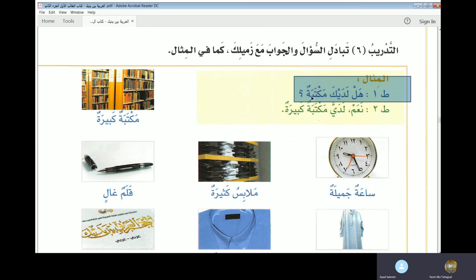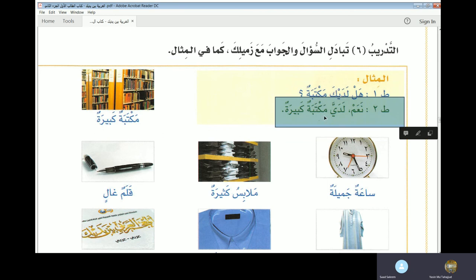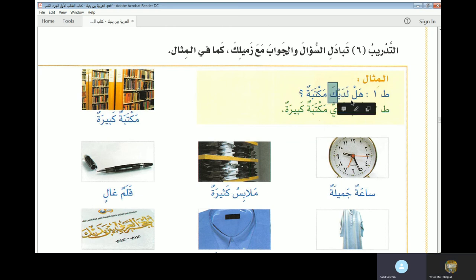Okay. Ladayka maktabatun. Now, ladayna maktabatun. Ladayya. Okay. Now, ladayya maktabatun kabiratun. What is the meaning of this example? Do you have a library? And yes, I have a big library. Correct. Okay, now tell me, he has would be how? Ladayhu. He has, ladayhu. Don't say hal, just say ladayhu.